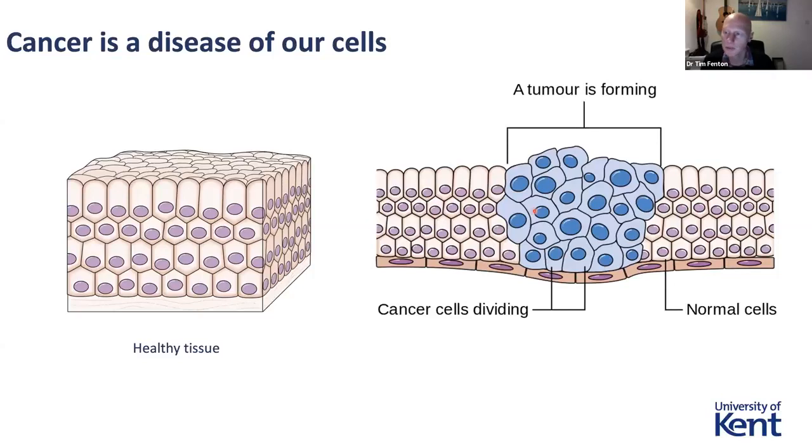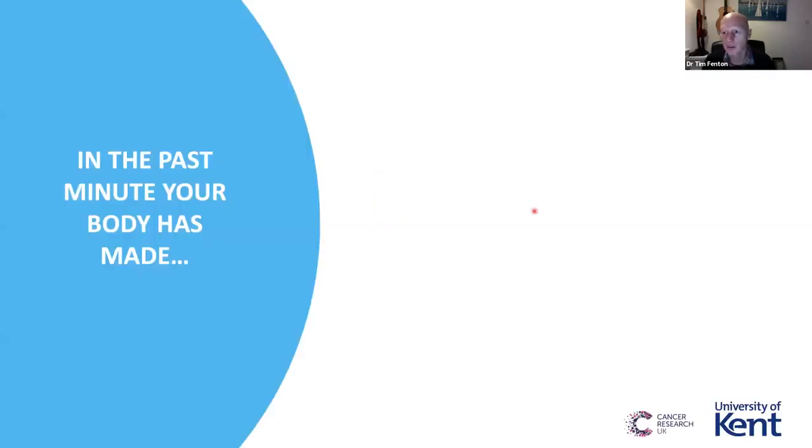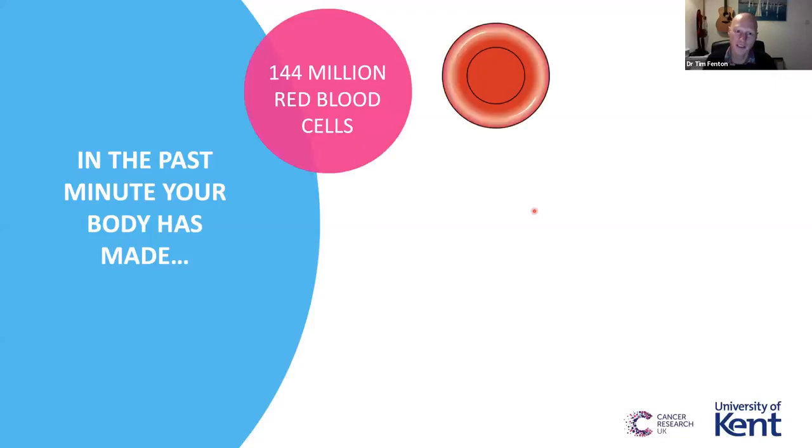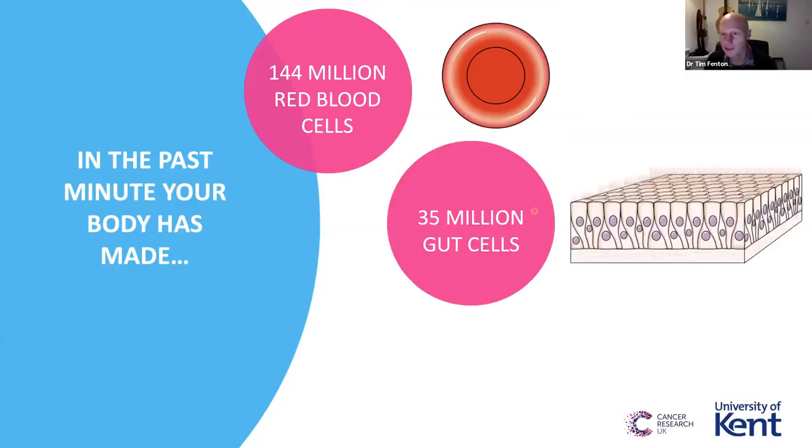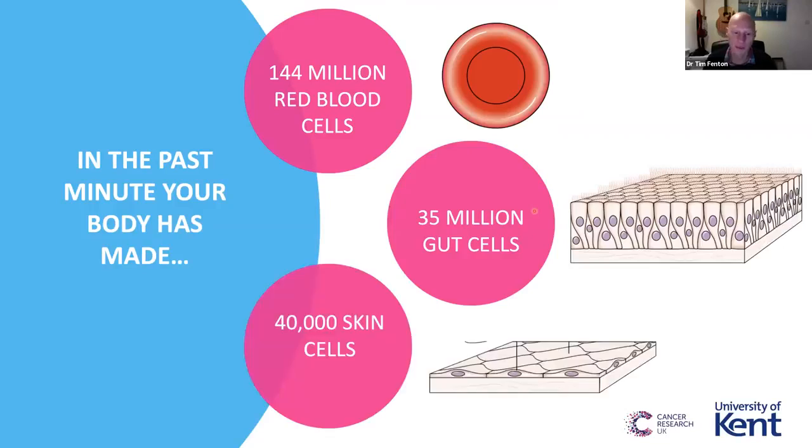So you may be sitting there thinking that I'm doing all the work at the moment, but even though you're sat listening, not necessarily thinking you're doing very much, in fact, in the last minute since you've been listening to me, you've made 144 million new red blood cells. You've made 35 million new gut cells and about 40,000 skin cells. So you're actually quite busy, even though you may not be aware of that.